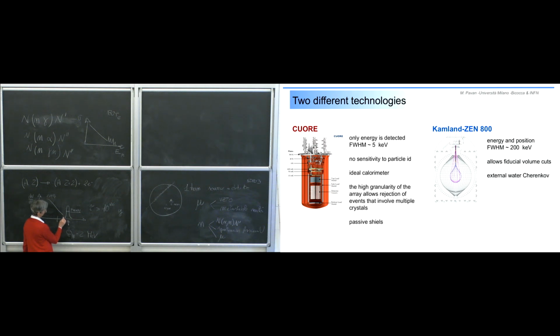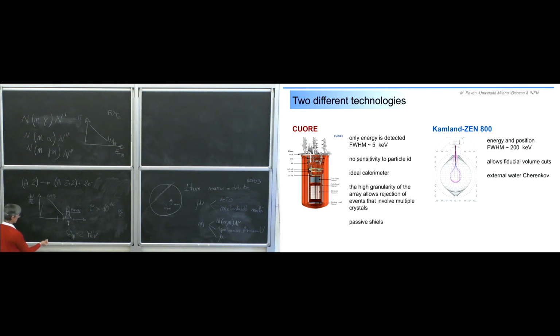Generally, you study an energy region that maybe is twice the full width, it depends. But what you require is that a high fraction of your double beta decay events should stay in that region. So say 90%, something like that.